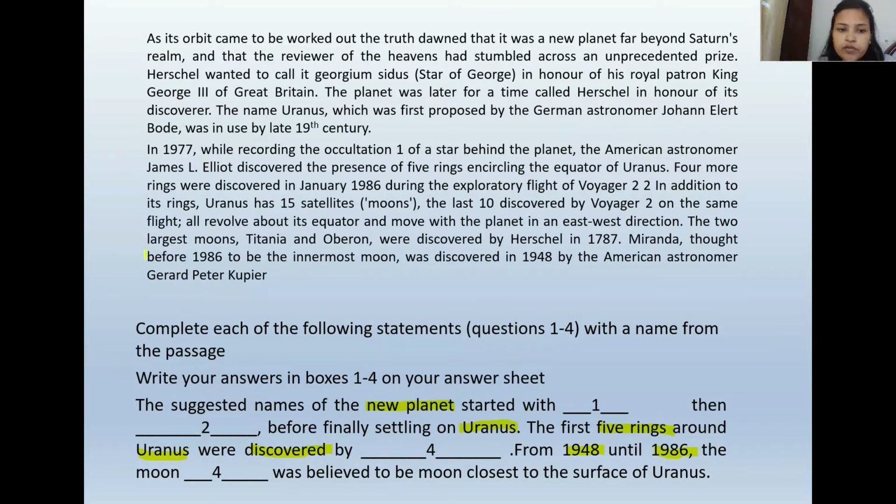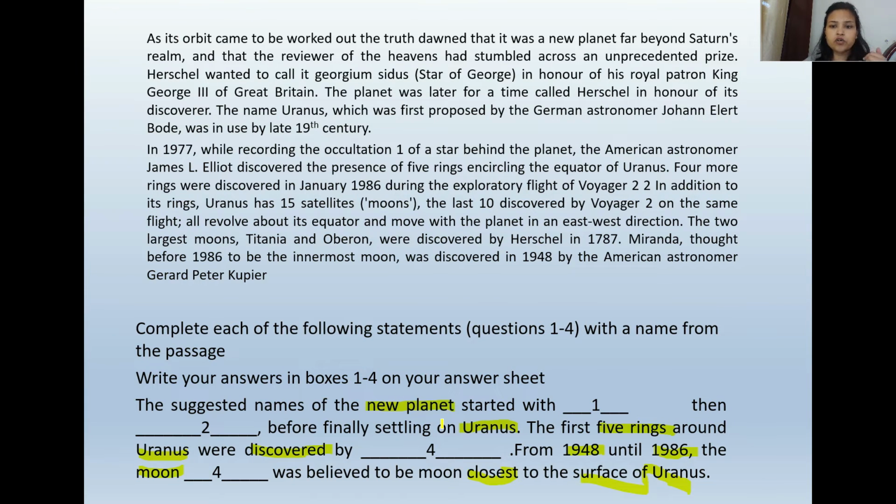From this data, you can easily find the answers. The moon believed to be closest to the surface of Uranus. Which one is closest? Let's just skim the passage first.